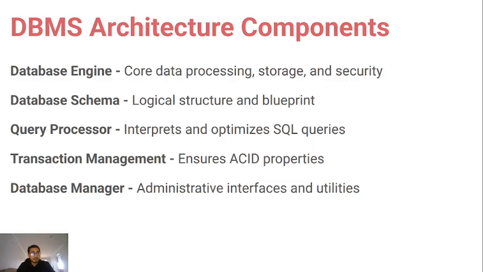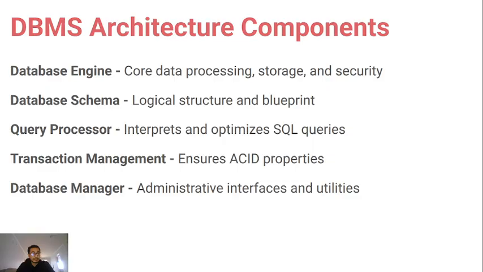Now let's talk about the DBMS architecture components. There are 5 key components in a typical DBMS architecture: the database engine, schema, query processor, transaction management and database manager. So the database engine is the main service for data processing, storage and security. It manages all database functions such as updating, retrieving and storing data. To maintain data integrity, the engine controls transactions and optimizes searches.